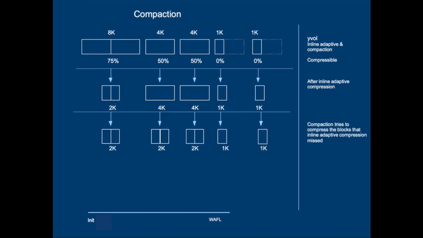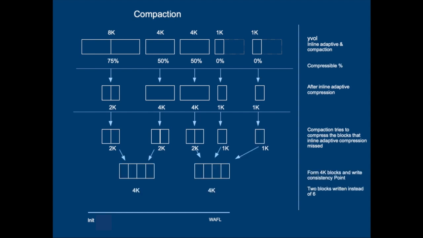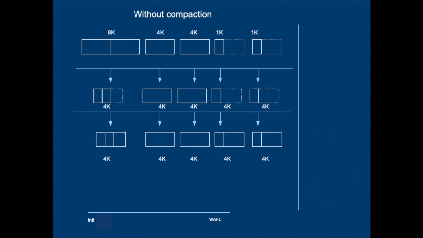Then compaction is performed, and compaction will try to compress the blocks that inline adaptive compression has missed. So the two 4K blocks will be compressed to 2 kilobytes each. The two 1K blocks are untouched. And finally, compaction will form 4 kilobyte blocks for the consistency point to be written. And instead of writing 6 4K blocks, only 2 4K blocks will be written to the aggregate. So that will save quite some space, relatively. So for the record, if we'd only use inline adaptive compression, the savings would be a lot less, because we'd have to write 5 blocks instead of 2.